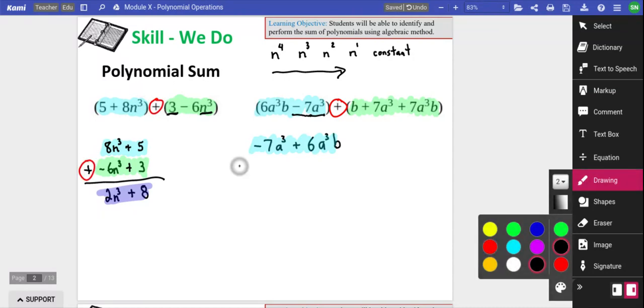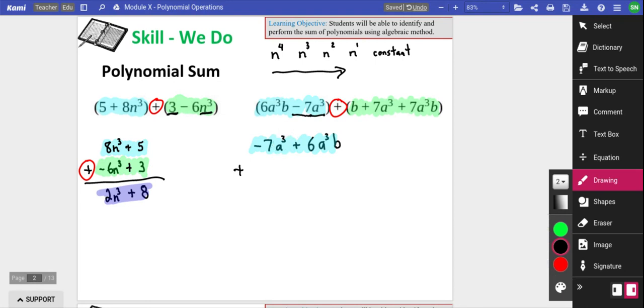So I will put plus because we have an addition, and now we have to see what we can put in the first line, first column. So let's start with, we have an a cubed. In the green parentheses, is there anything with the a cubed? We have this one right here. So we'll write down 7a cubed. Our next term has an a cubed and also a b. So let's look in the green parentheses, which one has an a cubed and b, and we have the 7a cubed b. And it's a positive, plus 7a cubed b. We also have a b by itself, which we will add at the end.